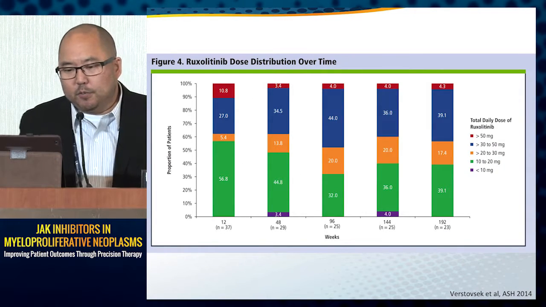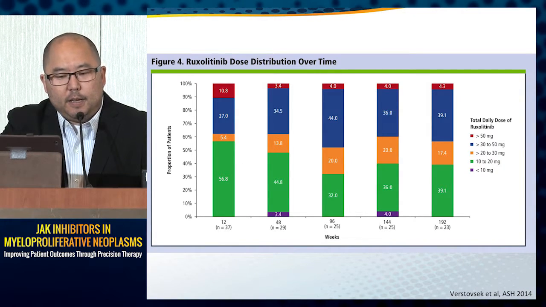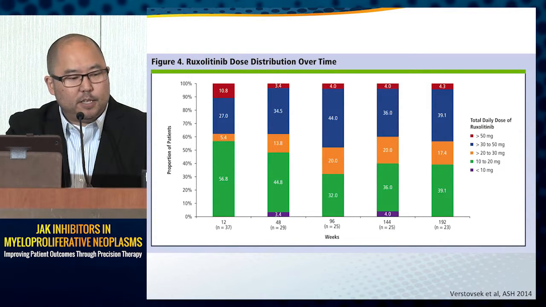Okay, so talking about the dose of ruxolitinib, this is a little bit complicated in part because of the way the study was designed. The first phase was a dose-finding stage, and so patients were randomized to 3 different doses.